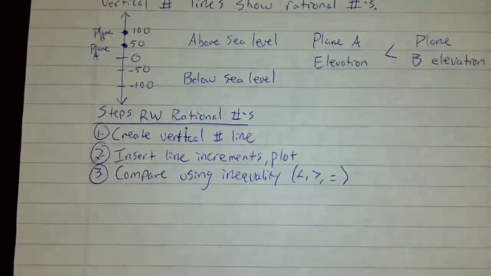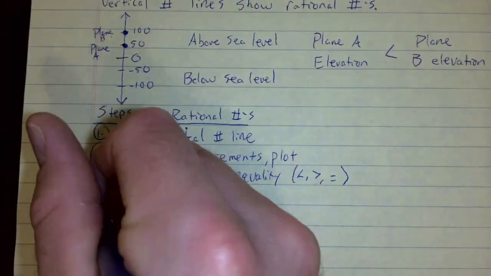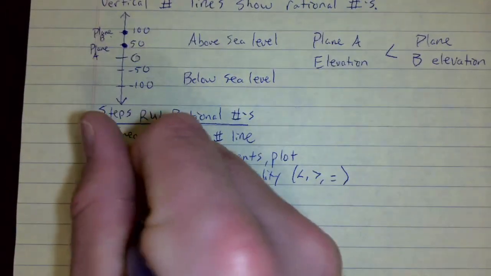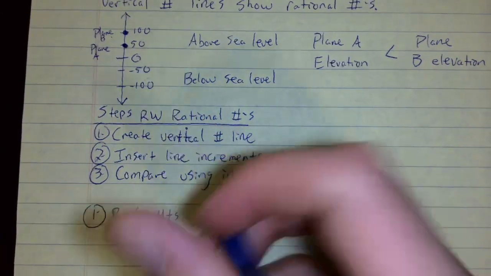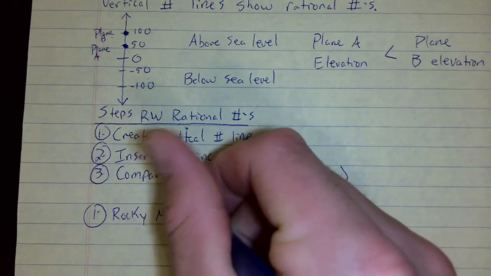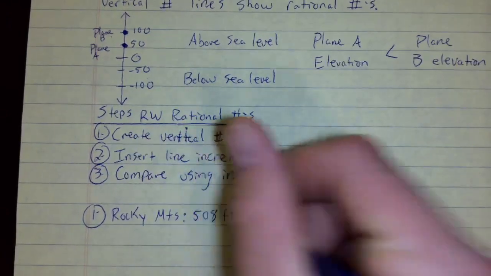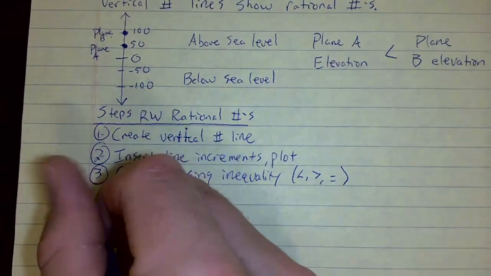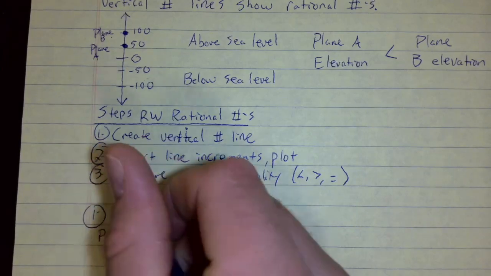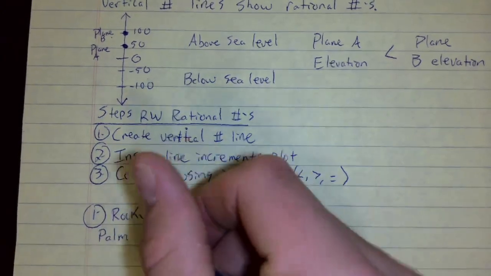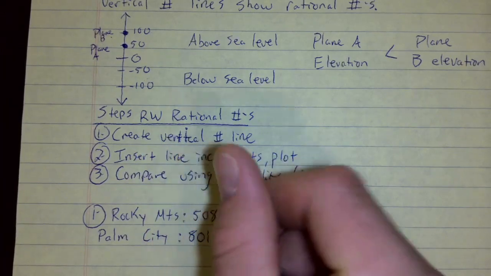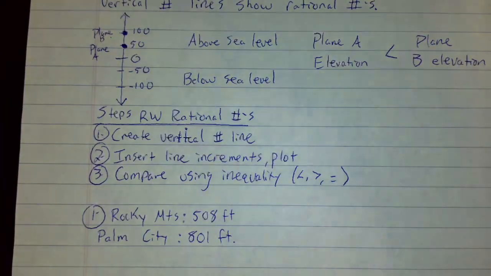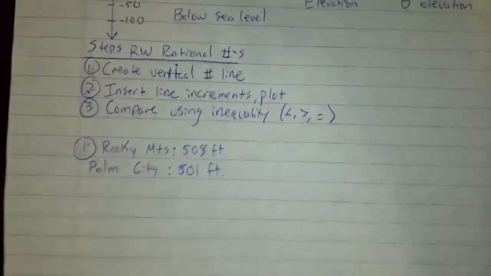So let's see what this looks like. Number 1 is the Rocky Mountains. We're going to go rock climbing here. You can abbreviate here. That's at 508 feet above sea level. And we also have Palm City, and that's at 801 feet. I'll try to keep those steps on there for you.